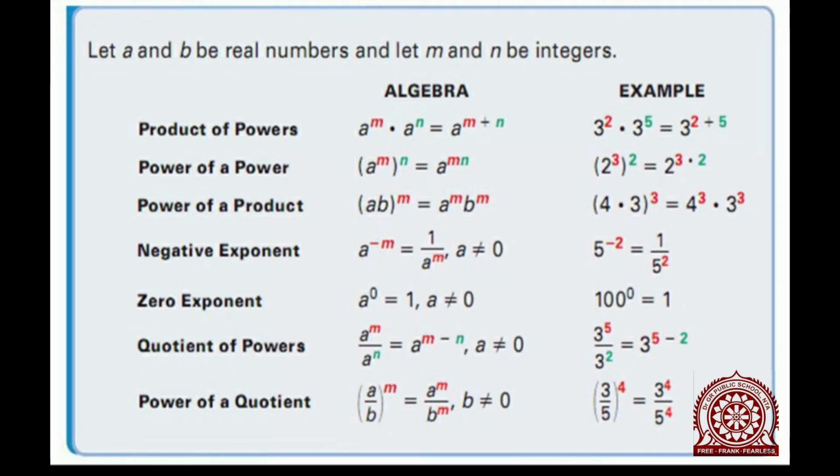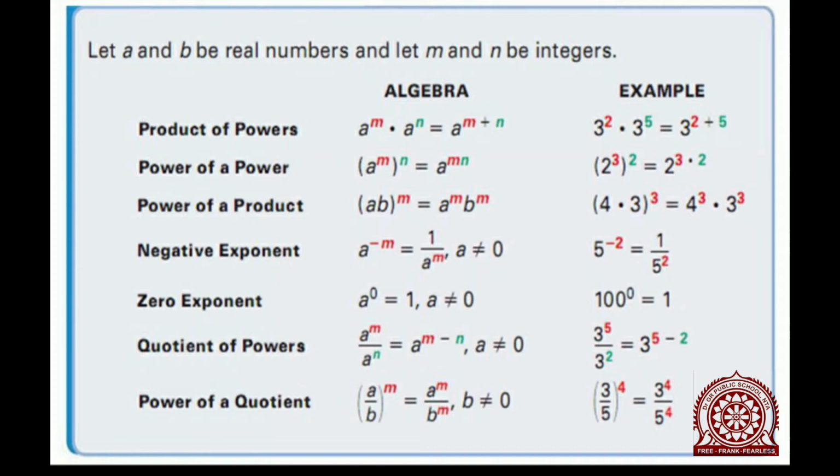Third one, ab, the whole raised to m. ab, the whole raised to m means a multiplied by b, the whole raised to m. How can we do? It is a raised to m into b raised to m. See, children, here the dot, you can see the dot. Dot means multiplication. So, don't get confused.